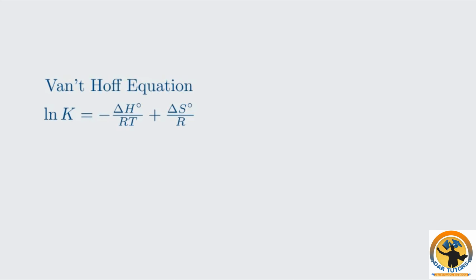Finally, there's another important thermodynamic relationship. We can connect the equilibrium constant K directly to the standard enthalpy change, delta H naught, through an equation known as the Van't Hoff equation. This equation states that the natural logarithm of the equilibrium constant K equals the negative standard enthalpy change delta H naught divided by R times T, plus the standard entropy change delta S naught divided by R. This equation is very useful.